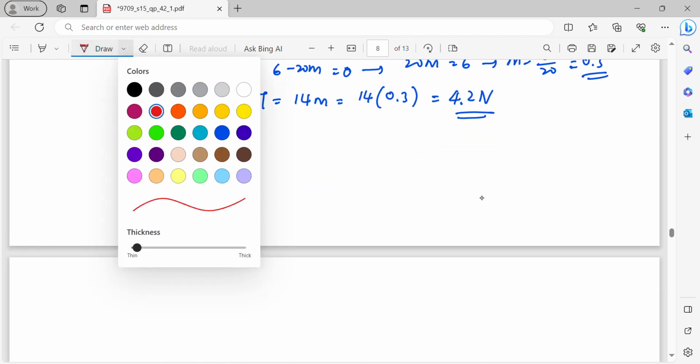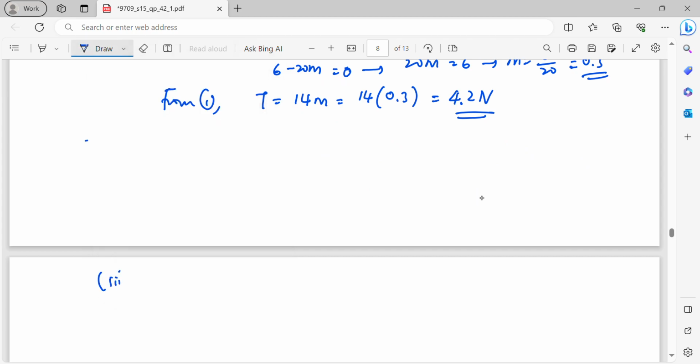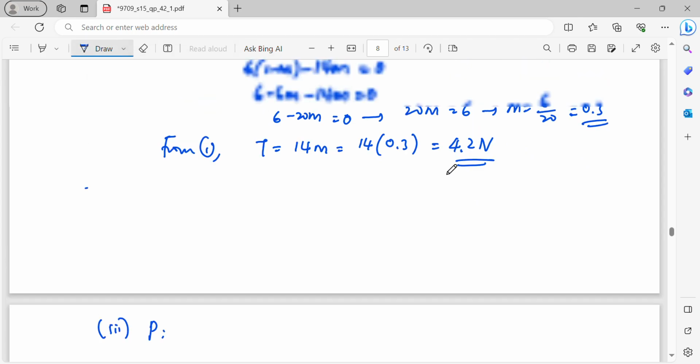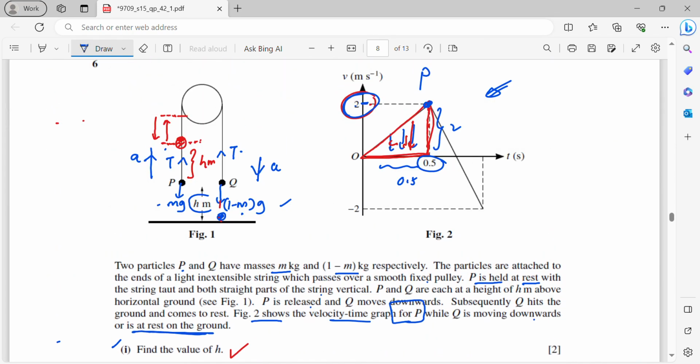So part 3, for the points P, right? When you look at the diagram over here, the P will be having -2 velocity. At first the velocity is positive 2. It moves up. Now when it is -2, the initial velocity is positive 2 and the final velocity is -2.